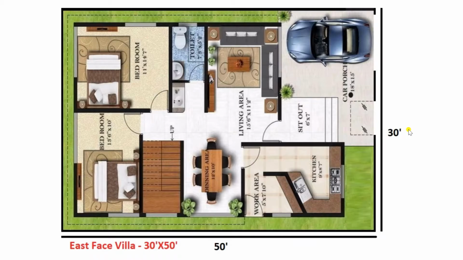Today I am going to discuss a ground floor plan with the dimensions of 30 feet by 50 feet, with a plot area of 1500 square feet. So this is an east facing plan and it is very suitable for the area of 1500 square feet.